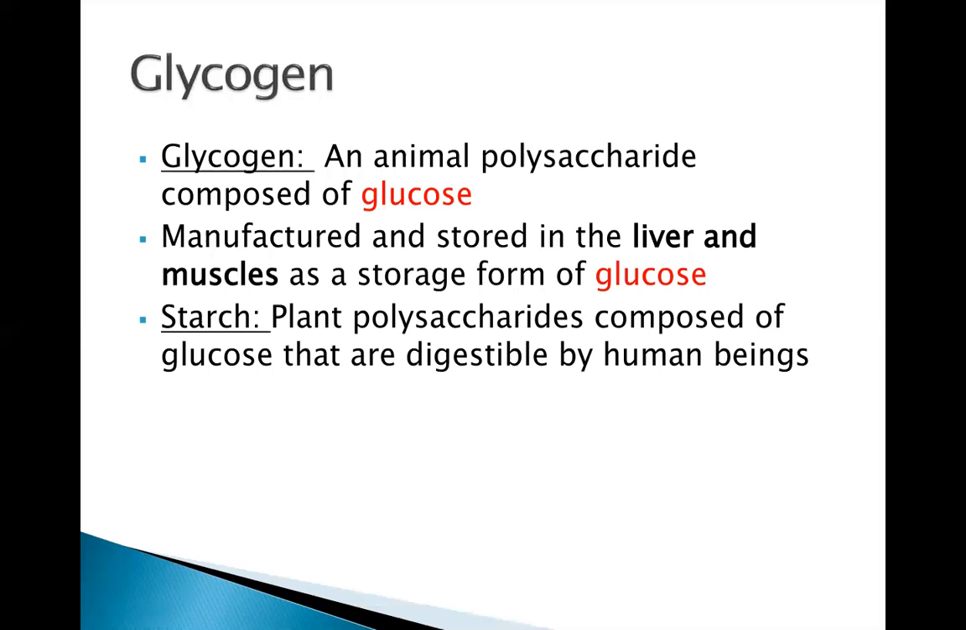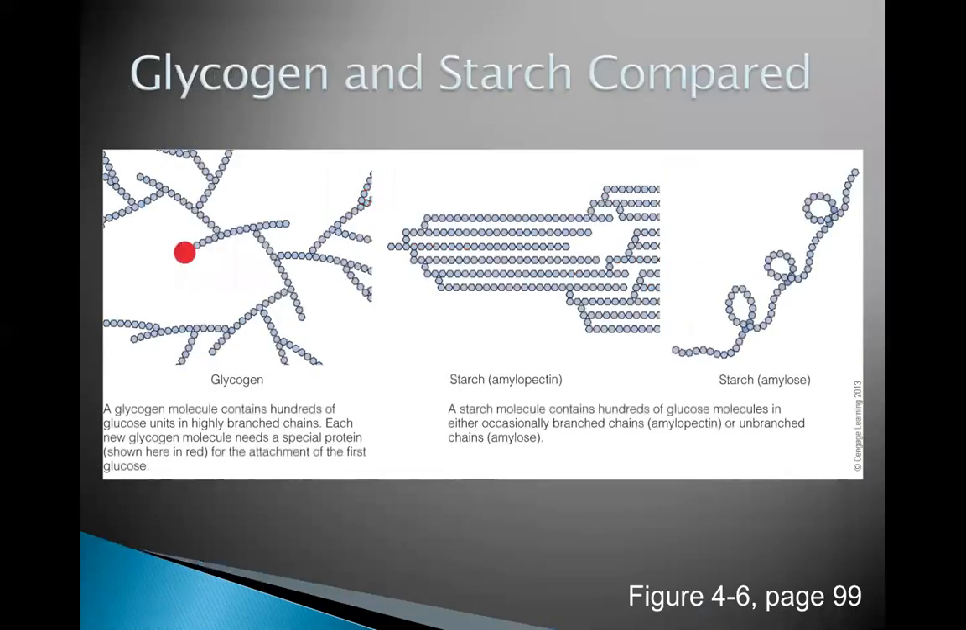Starch is how plants store their sugars, and we are able to digest starches. These are some pictures of glycogen and starch. Glycogen is very branched, and so we can break it down really quickly, which is good because this way glucose can get to our bloodstream.